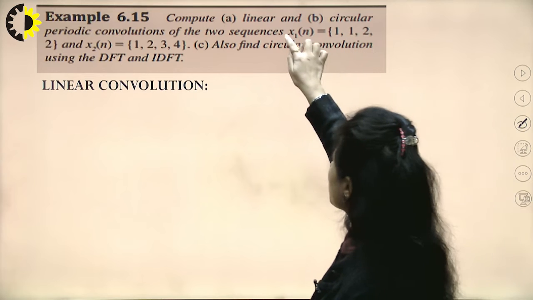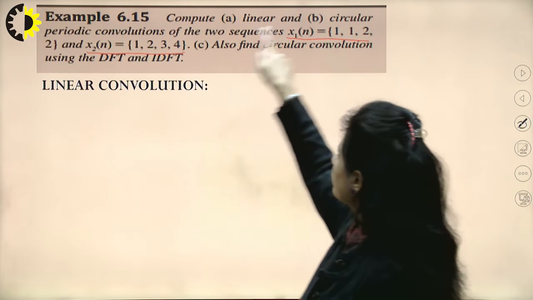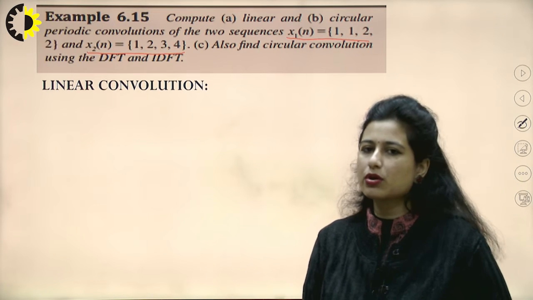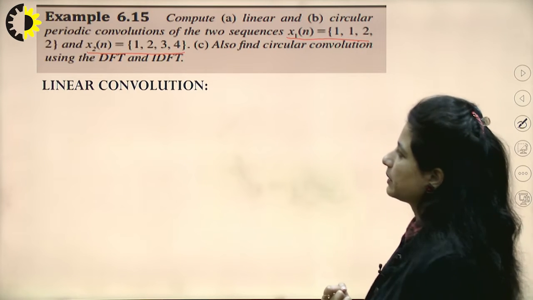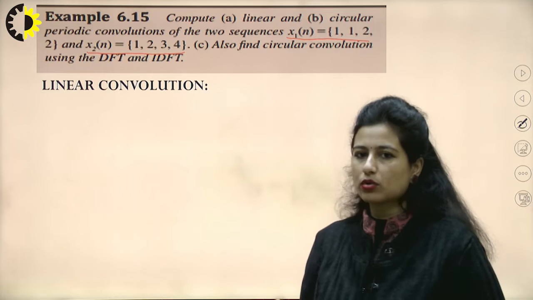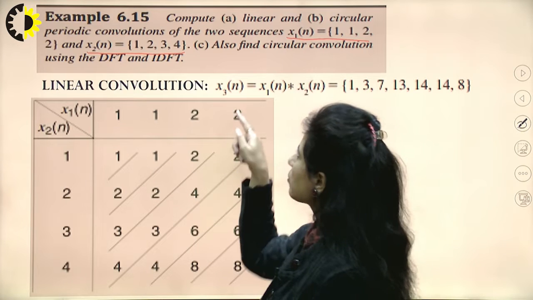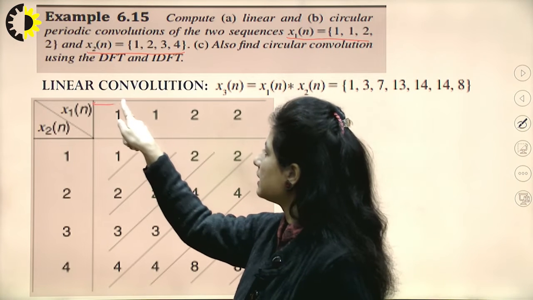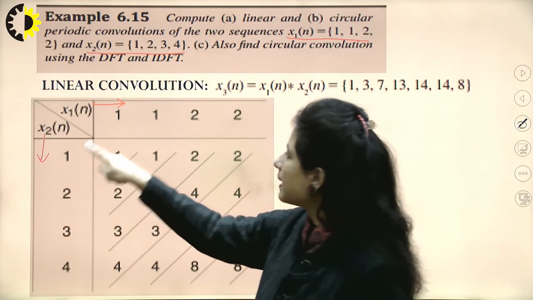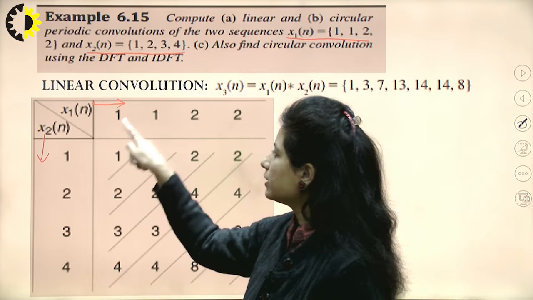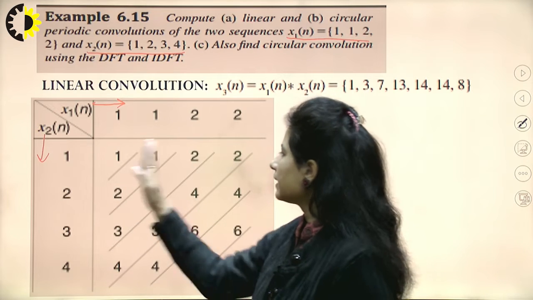I have given two sequences, x1(n) and x2(n). Here I can see the length of both sequences is equal, so there is no need of zero padding. I can apply linear convolution as well as circular convolution. In linear convolution, either I can go by the formula or I can use the tabular method for calculation of linear convolution of x1(n), which is represented in this row, and x2(n), represented in the column. Multiplying all the components one by one, 1 into 1, 1 into 1, 1 into 2, 1 into 2, and so on, I create this table.